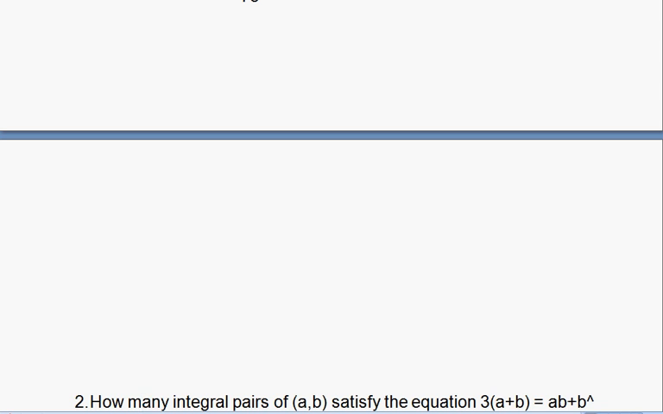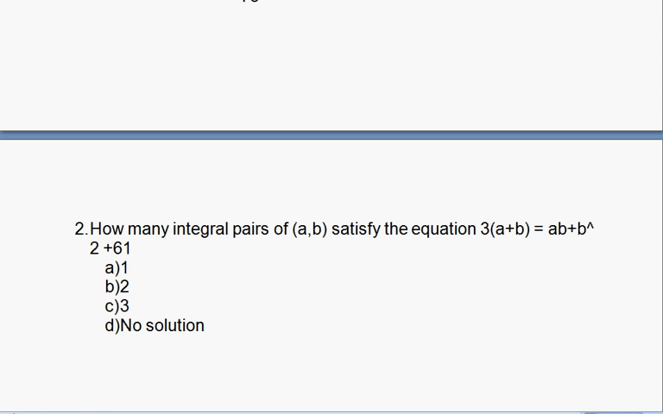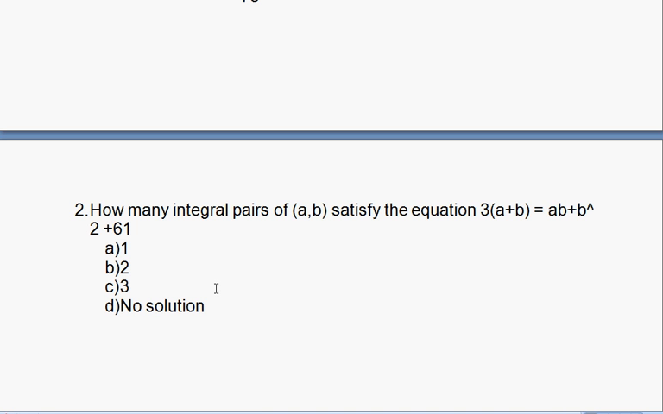This is not at all a simple question, seemingly tough, and perhaps most of us might leave it. But let's see, can we do it? It asks how many integral pairs of A and B satisfy this equation. So A and B are to be integers. Let me copy this equation.